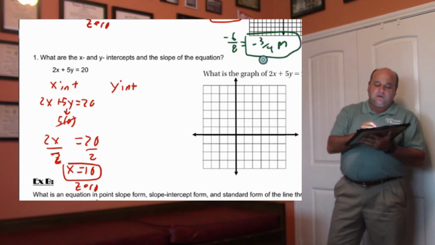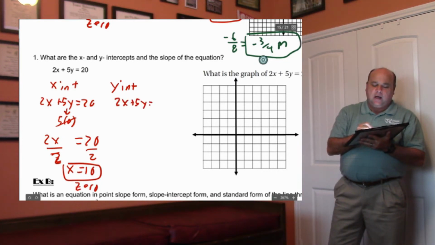Now then, let's get the Y intercept. So write down 2x plus 5y equals 20.